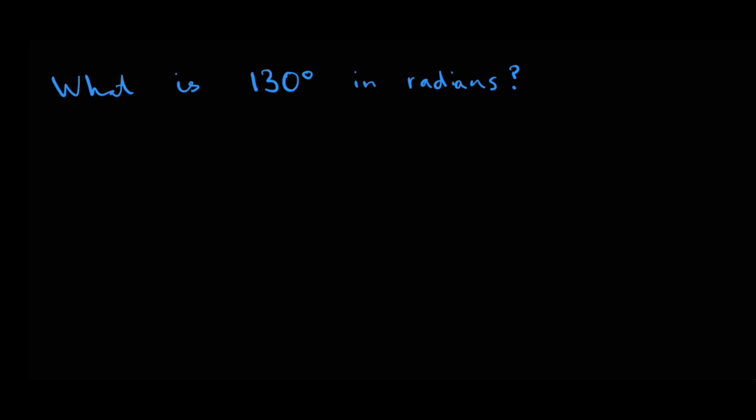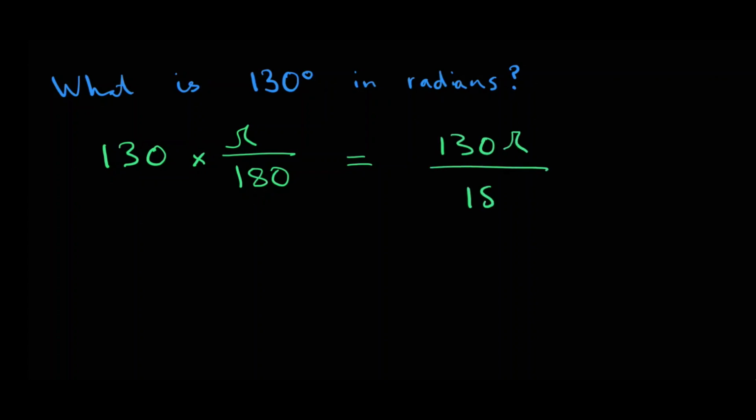So to do that, we're going to multiply 130 by pi over 180. And then we can just turn that into one fraction to make it easier. So 130 pi over 180. And then that simplifies to 13 pi over 18. And you don't technically have to write units because radians are unitless, but if you want you can just write rads or radians, it's up to you.